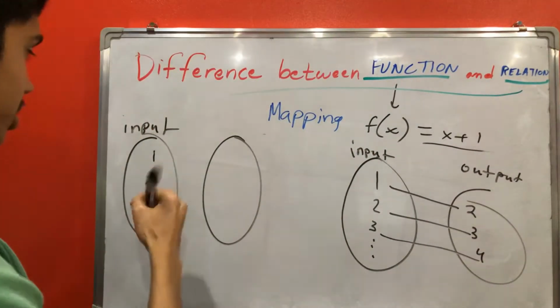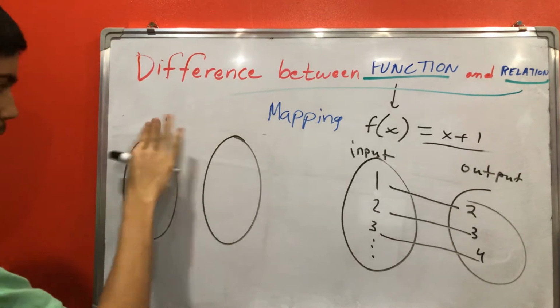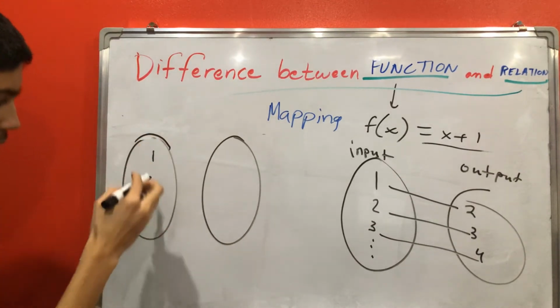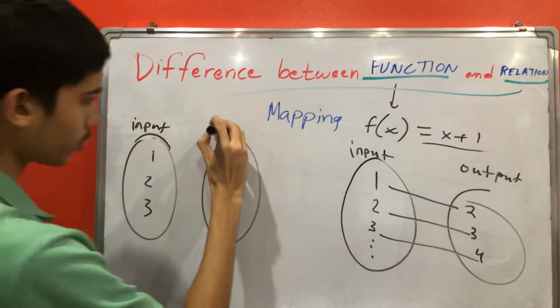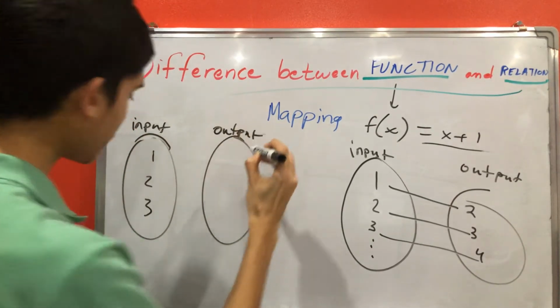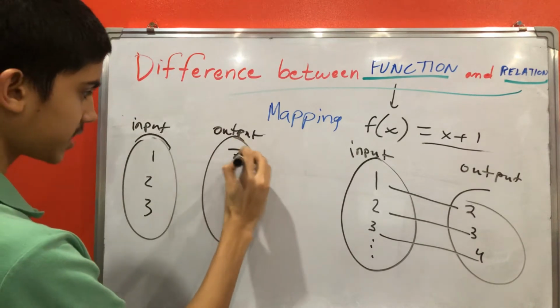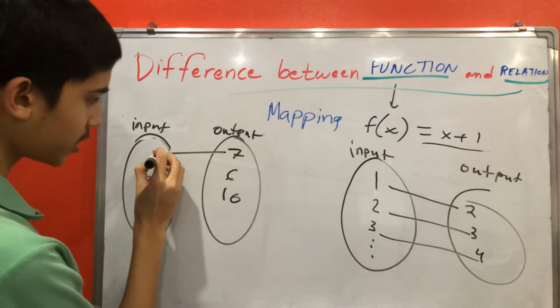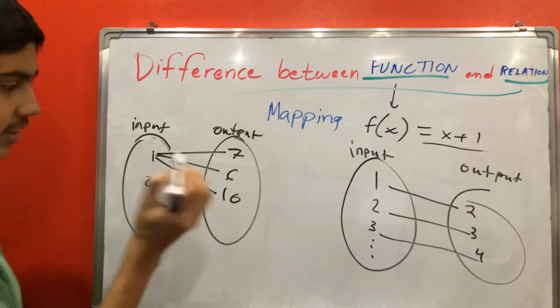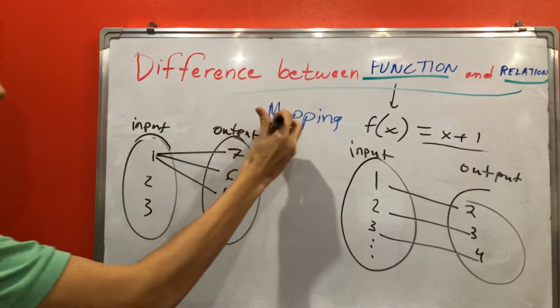But for a relation, we do have input and output. We have an input, and we can have an output, and then we can have 7, 6, 10, whatever, but one x value can have multiple y values. So this is what we call mapping.